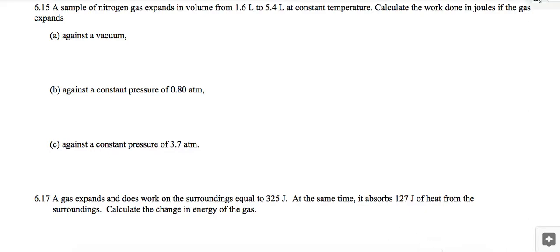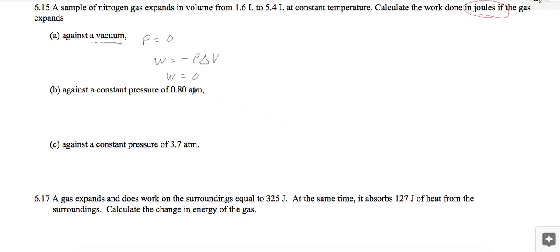We have a sample of nitrogen gas expanding from 1.6 to 5.4. We can figure out our energy, our work done in joules of the gas. This first one's pretty simple. Anytime we have expansion against a vacuum, the pressure is equal to 0, so work is equal to negative pressure times the change in volume. So work is equal to 0 because of that pressure. So no work is being done against a vacuum.